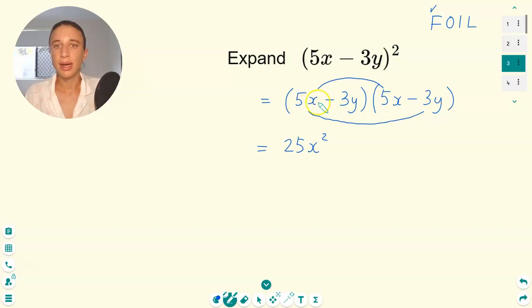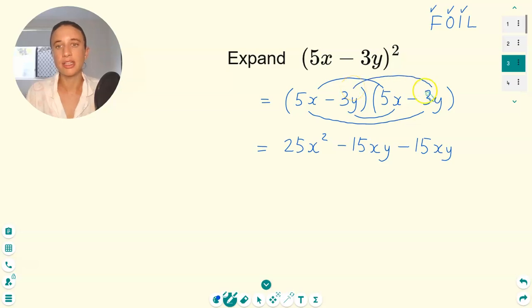5x times negative 3y. 5 times negative 3. Well, negative times a positive is a negative, so I'm going to write negative 15. X times y, xy. And then, so we've got our outer bracket done. Inner bracket, so the inner numbers where you take that sign out the front, okay? So negative 3y times 5x will give me a negative number. So 3 times 5 is 15. xy or yx.